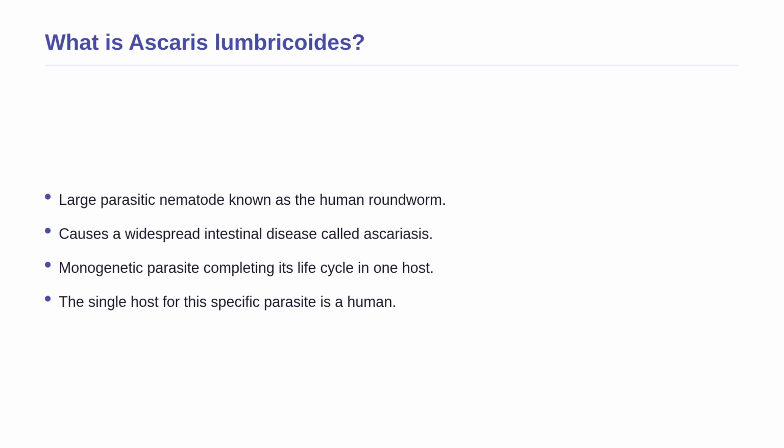Now that we have a general idea of its journey, let us formally define our subject. Ascaris lumbricoides is a large parasitic nematode, commonly known as the human roundworm. It is the culprit behind a widespread intestinal disease called ascariasis. Biologically, it is classified as a monogenetic parasite. This means that its entire life cycle, from egg to adult, is completed within a single host species. In this specific case, that host is a human being. It does not need an intermediate animal host to develop and spread.